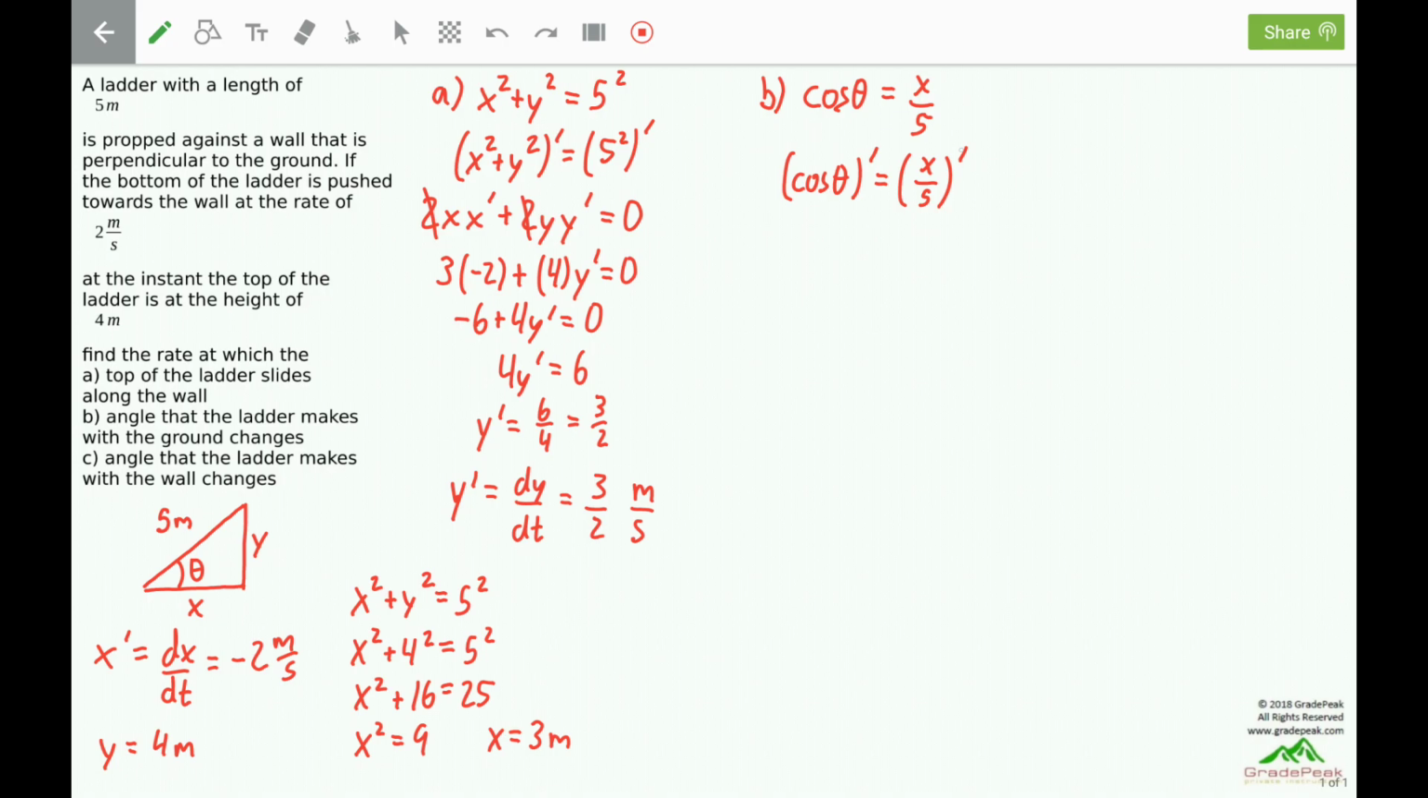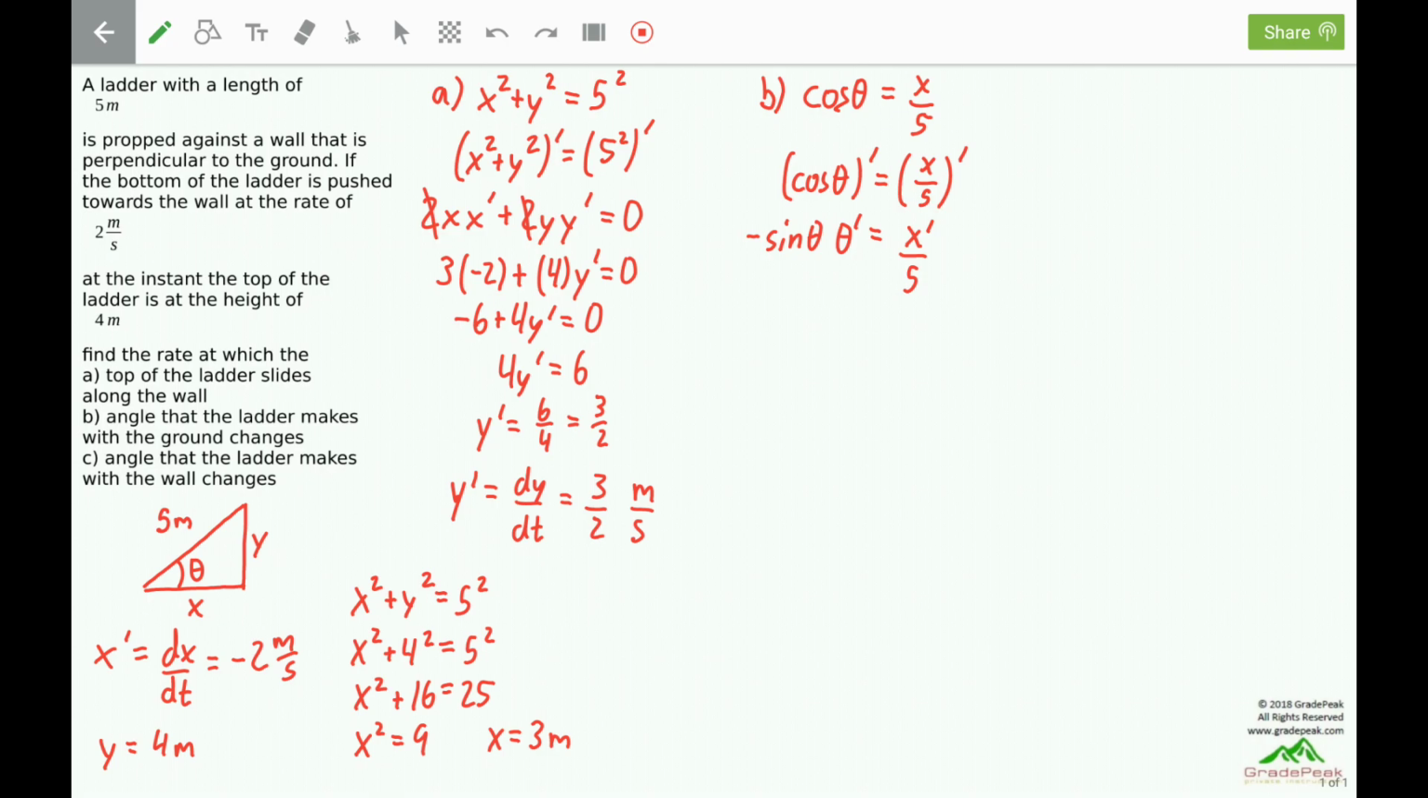On the left side, the derivative of cosine is negative sine, leave the inside alone, but then multiply by the derivative of the inside, which is theta prime, to complete the chain rule. On the right side, no need for a quotient rule because the denominator is a constant. We just take the derivative of the numerator. The derivative of 1x is 1, but then times x prime due to the chain rule because every variable will have a prime due to the implicit derivative with time. And it just ends up over the 5.